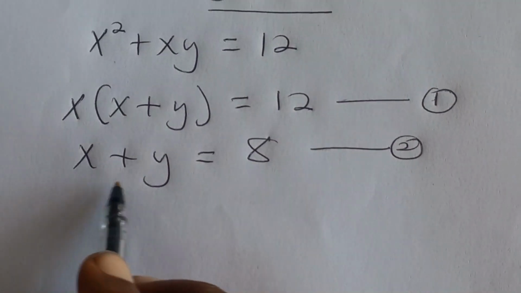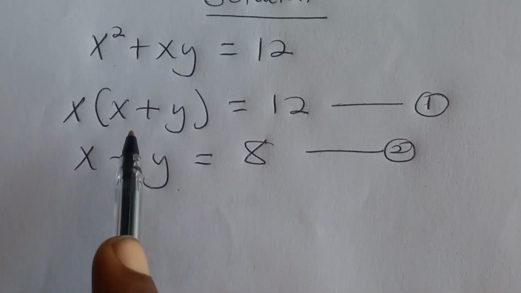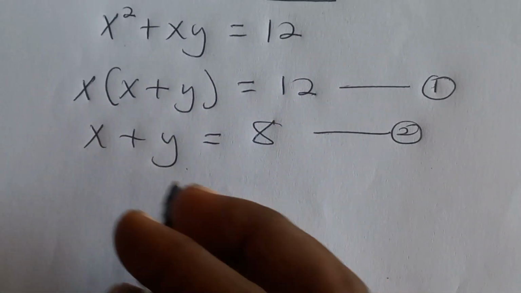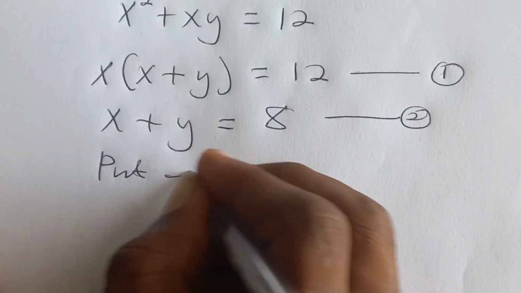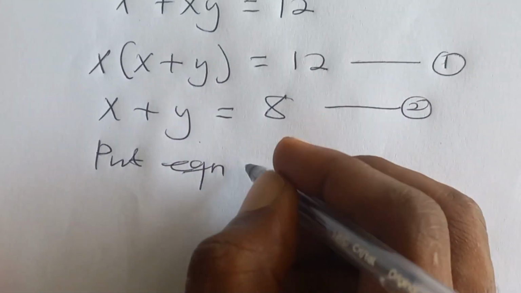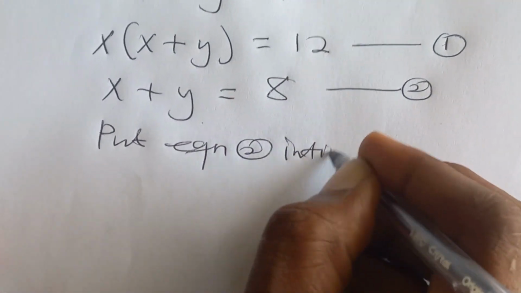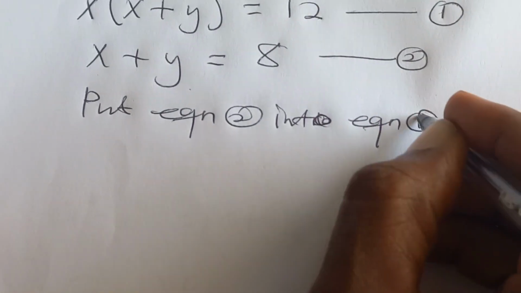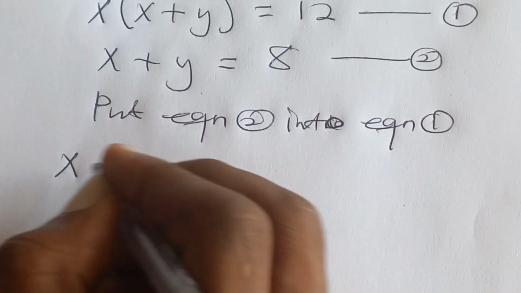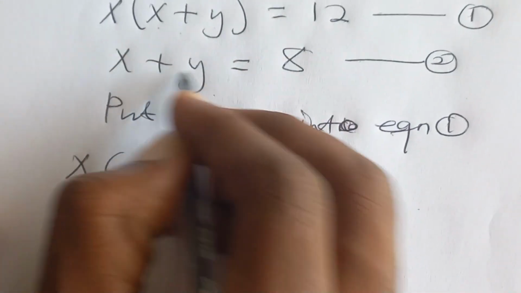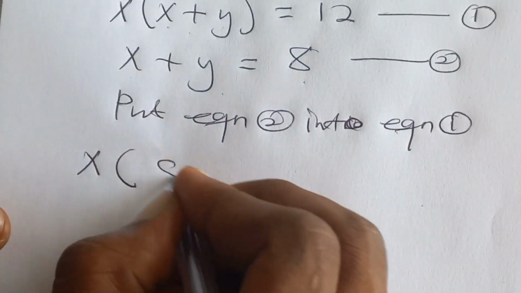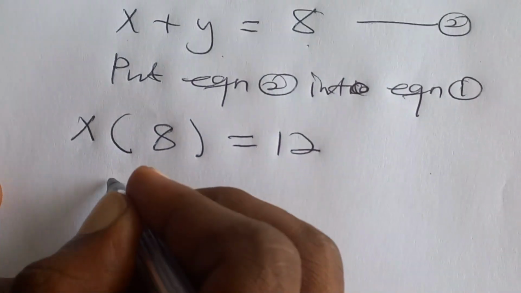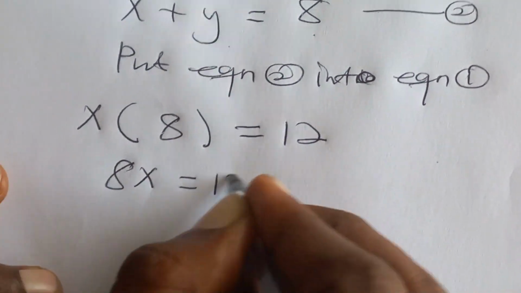Now, looking at equation 2, x plus y, you can see that we have x plus y in equation 1. So we put equation 2 into equation 1. We are going to get x into bracket x plus y is equal to 8. So x into bracket 8 is equal to 12. So now we are having 8x is equal to 12.